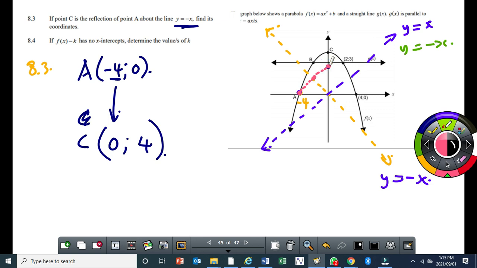The value of x, you just switch this value, it becomes the x value. Alright? The y, sorry, the x value which was negative, it changes because of the nature of the equation. Because the equation is y equal to minus x, if an x value was negative, it becomes a positive y value. Therefore, this minus 4 becomes a positive y value.